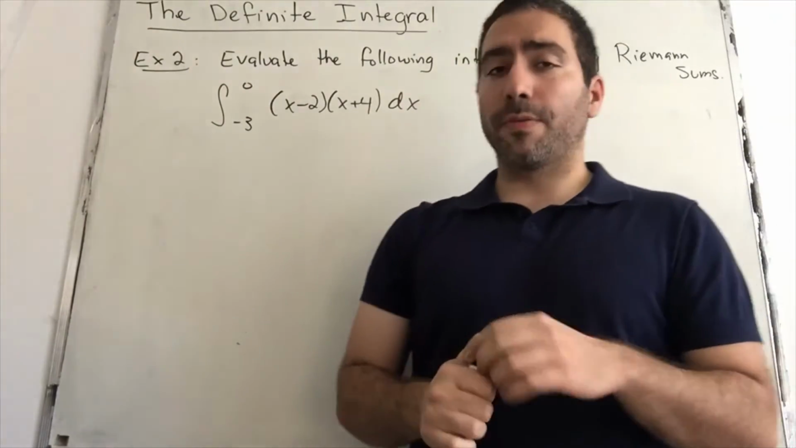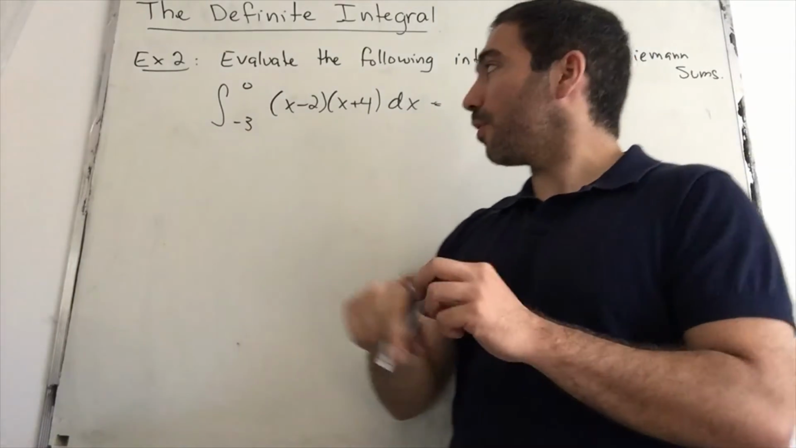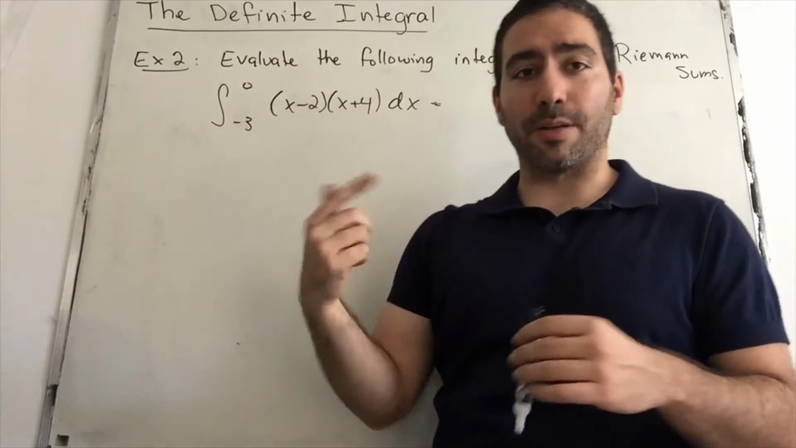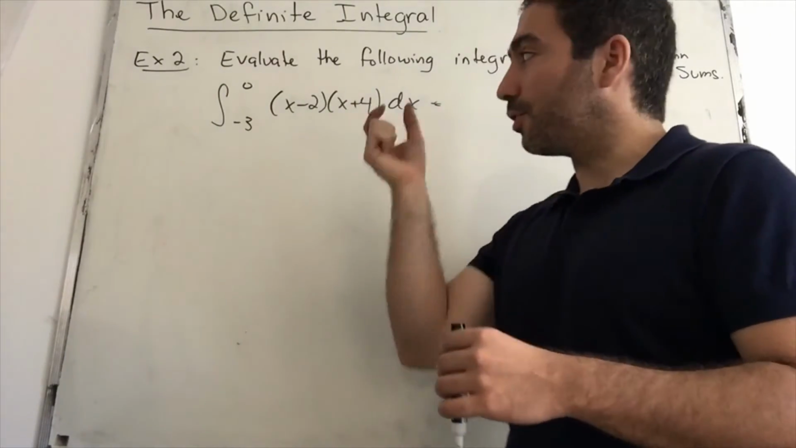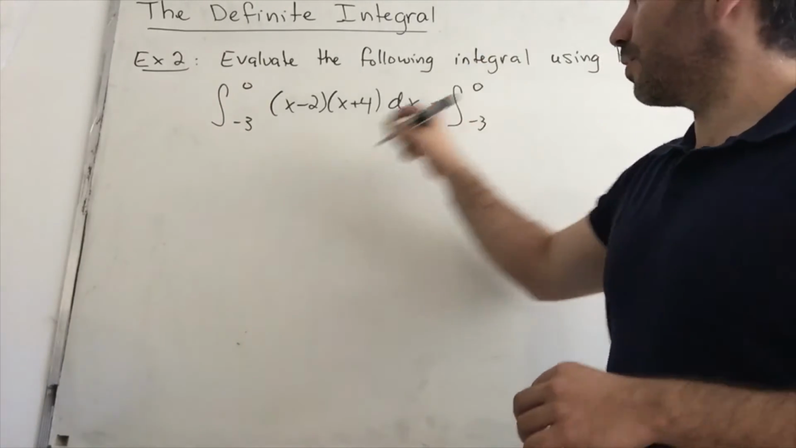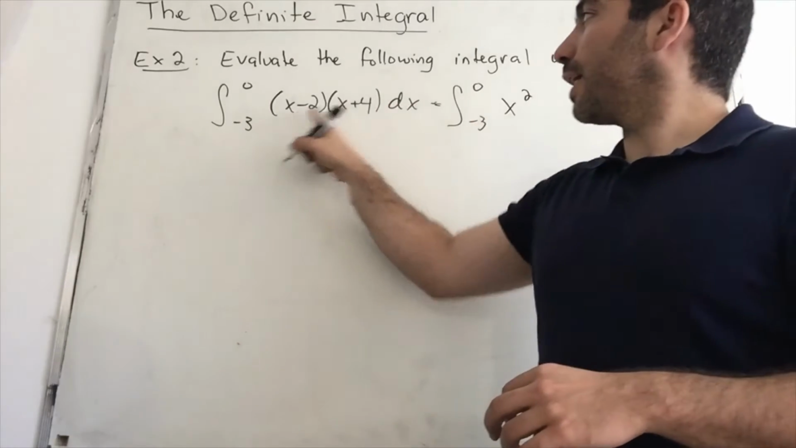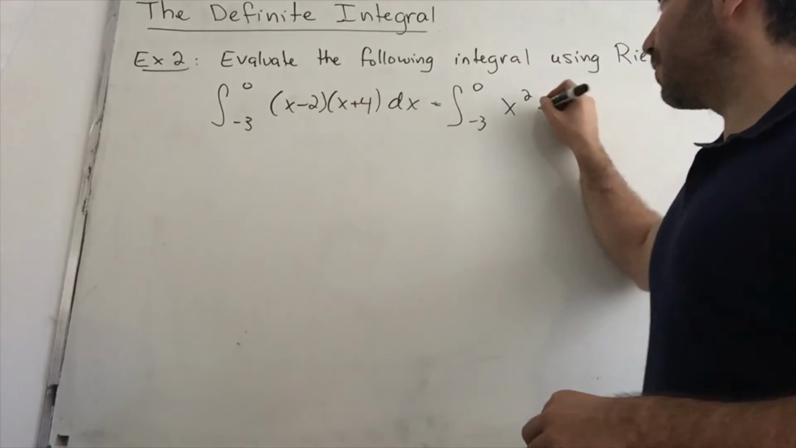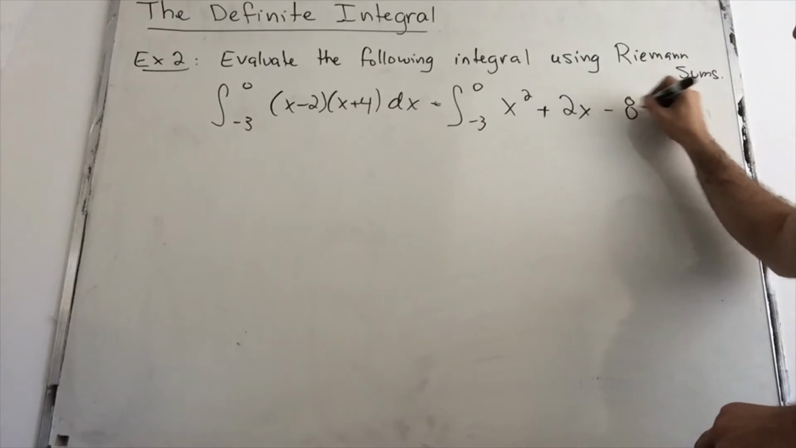Okay. So the first thing that I would do to solve this is I would change its form. That's the first thing that's bothering me. We don't know how to integrate two terms that are multiplying, so we could just distribute our terms and deal with each term individually. So this is really the integral from -3 to 0. X times x is x squared. X times 4 and -2 times x leaves us with plus 2x, and -2 times 4 is -8 dx.